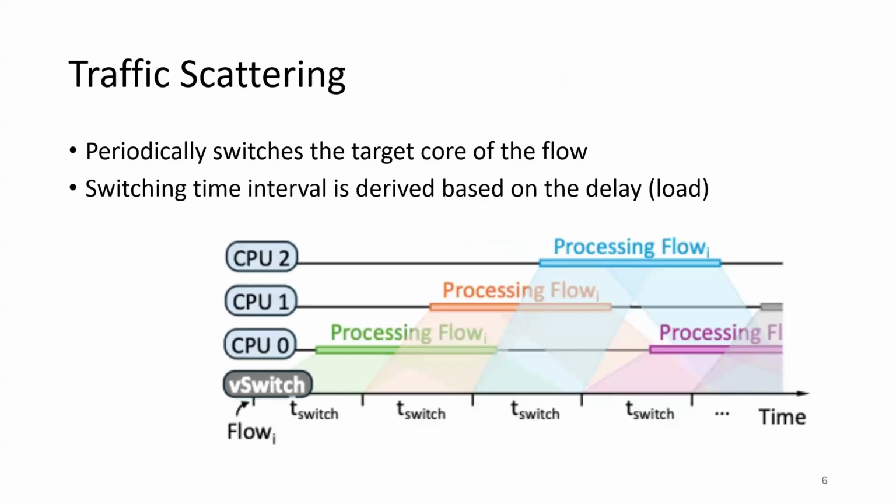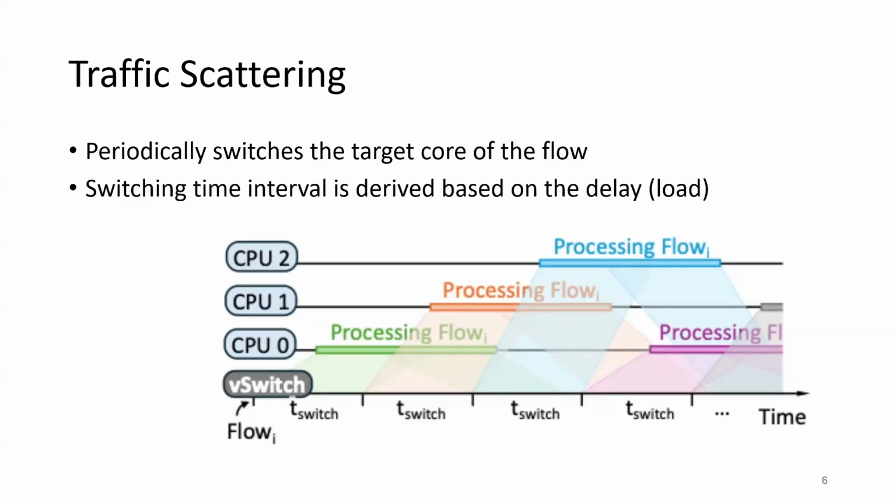To enable per-flow parallelism, PowerFlow uses a flowlet-inspired traffic scattering mechanism. Instead of assigning a flow permanently to one core, PowerFlow periodically switches the target core of the flow. Each flow remains assigned to one IX queue for a fixed interval and then moves to the next queue. This creates coarse-grained flowlet-like units without requiring explicit inter-packet gap detection.